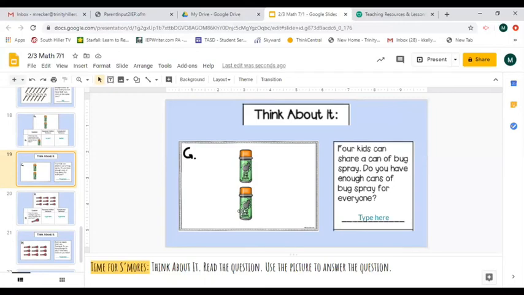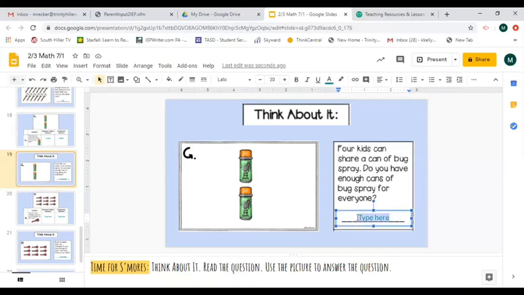So I'll count more. I'll count by 4 still. So let's say I had one over here, that would be 12. So that's our magic number. We would need one more can of bug spray. So no, we do not have enough cans of bug spray for everyone. We need one more.